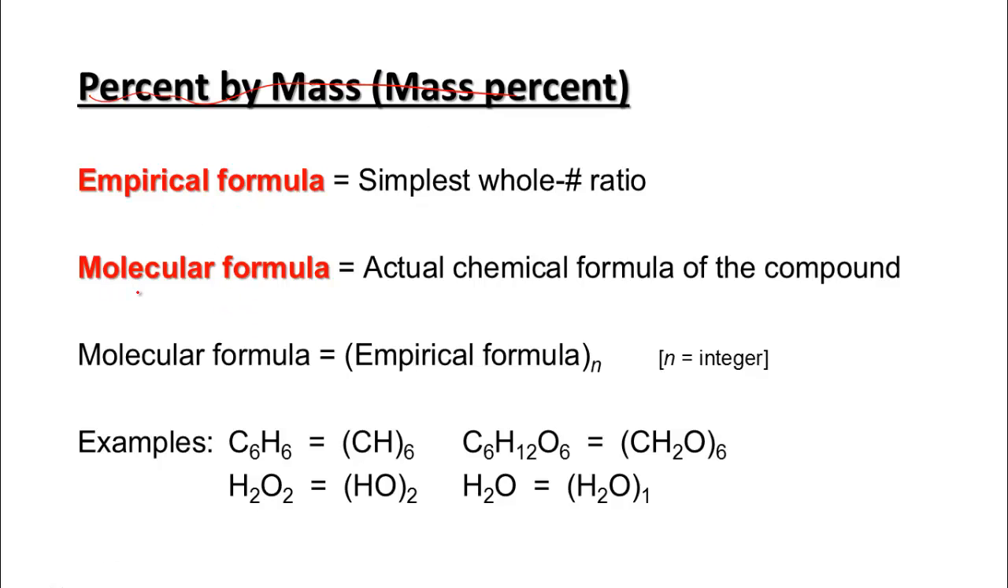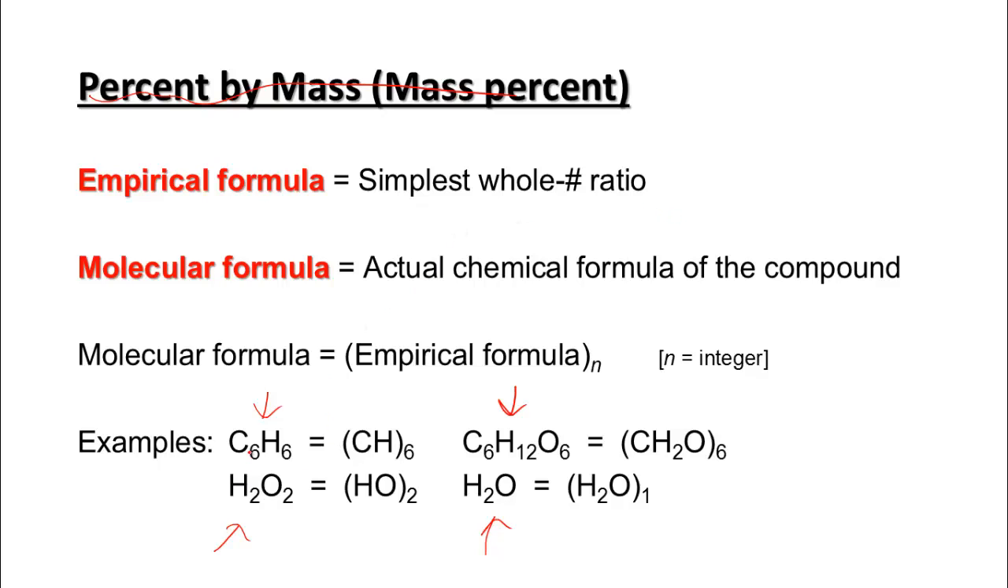So let's start with molecular formula. The molecular formula is the actual chemical formula of a compound. So for example, right here we have glucose. Here we have benzene, hydrogen peroxide, water. Those are the chemical formulas of those substances, their actual formula. We can sometimes simplify it down to an empirical formula, which is the simplest whole number ratio of that compound.